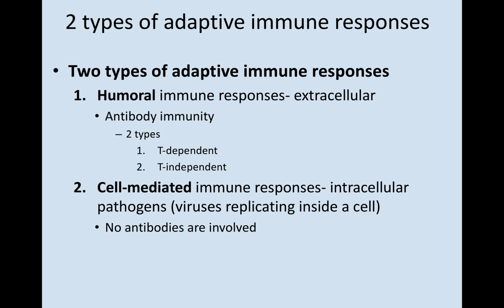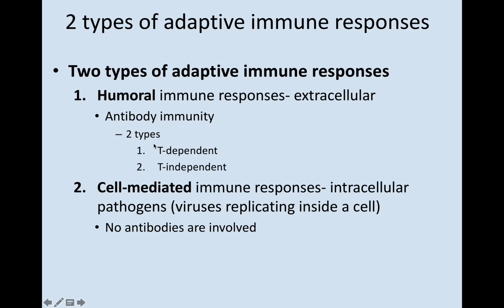Now, there are two types of adaptive immune responses. We'll talk about this more specifically in class. There are some worksheets in the course pack that we will do together. The first adaptive immune response is the humoral immune response, which is an immune response to extracellular antigens. It's also referred to as antibody immunity, since antibodies will be produced. There's T-dependent and then T-independent, meaning T helper dependent and T helper independent.